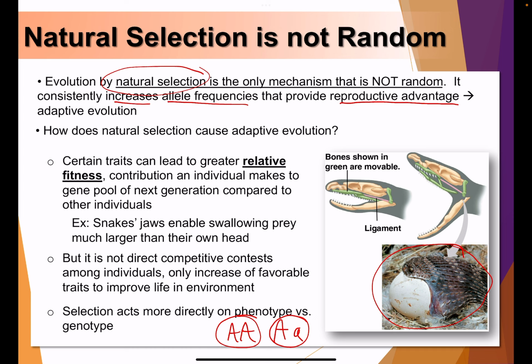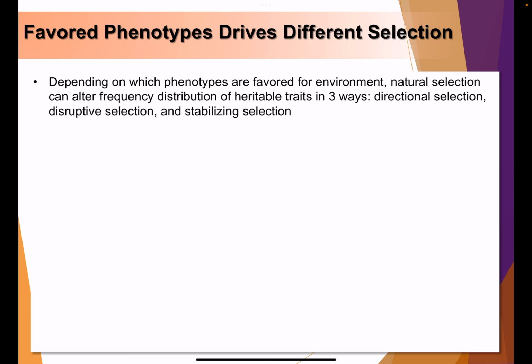So that's why selection acts more on the phenotype and not the genotype, because evolution will not see, oh, this is a homozygous, this is a heterozygous, I would prefer heterozygous. It's not like that. Natural selection is just based on traits that are better for survival, which is why it is more so on the phenotype versus the genotype. All right, and it depends on which phenotypes are favored for the environment.